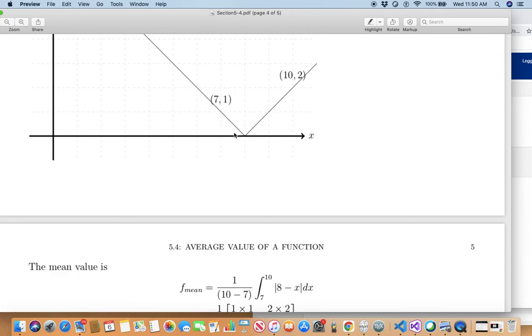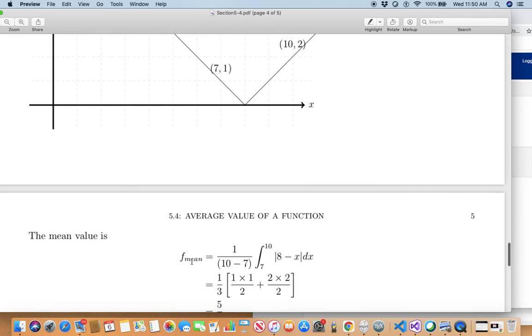All I see is a small triangle here and a big triangle here. The small triangle has base length 1, height 1. The big triangle has a base length 2 and height 2. We know the area of a triangle. So I have 1 over 3 outside because that's 10 minus 7. And the sum of two areas.